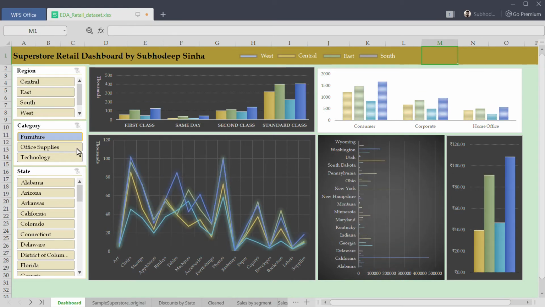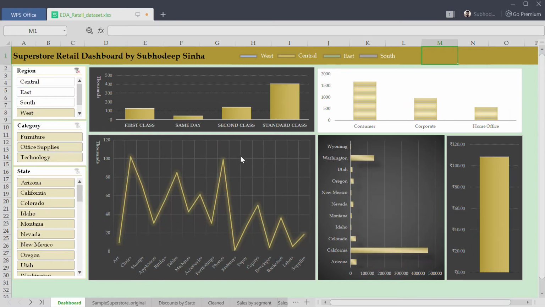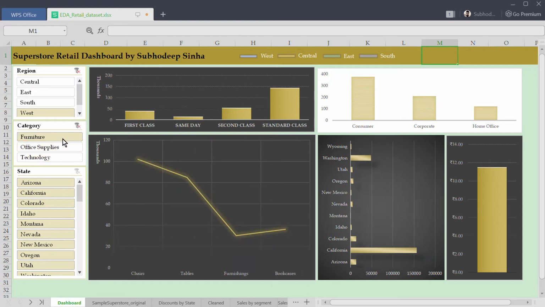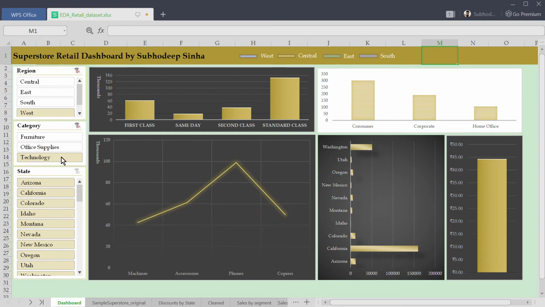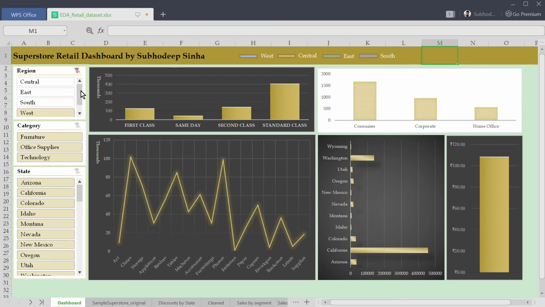Now, if we see, the phone is very popular in the western part of the country, and here also the chairs. So we select west, then we select furniture. We see chairs, furnishing is least bought. In office supplies, we see the western region has storage, and there is a big dip in fasteners and art. In technology, we see phones are very popular in the western region.